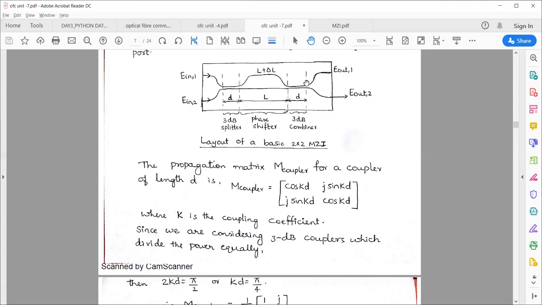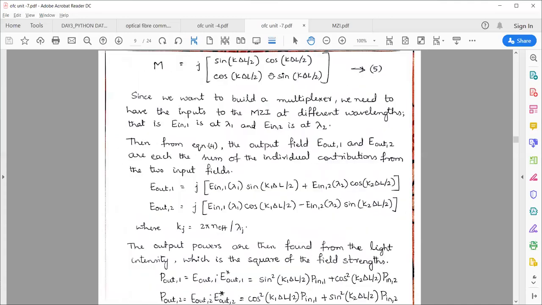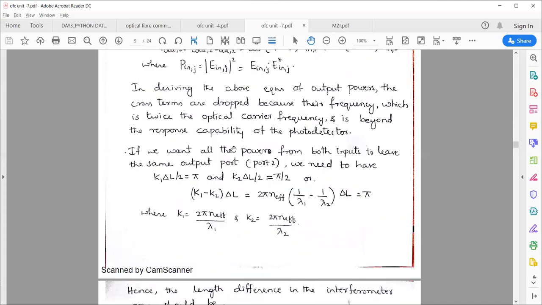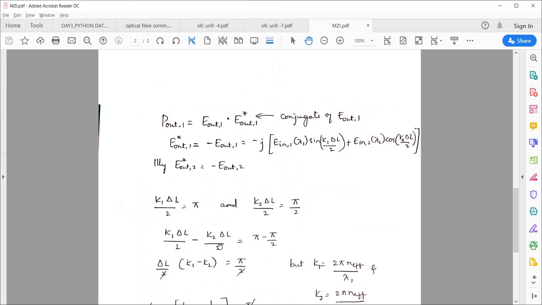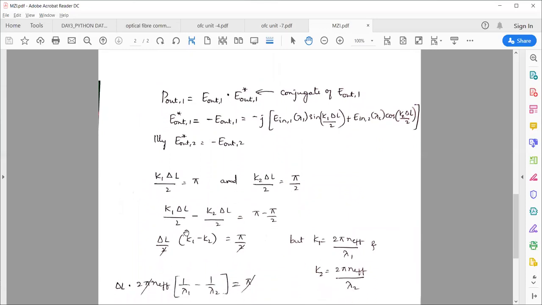So we are finally aimed at finding out what is that delta L value that can be introduced to one of the arms of the phase shifter. That is the reason why I'm just subtracting these two now. K1 delta L by 2 is pi, K2 delta L by 2 is pi by 2, subtract these two. So pi minus pi by 2 is again pi by 2 here. Here you can take delta L by 2 common so that the terms get cancelled.